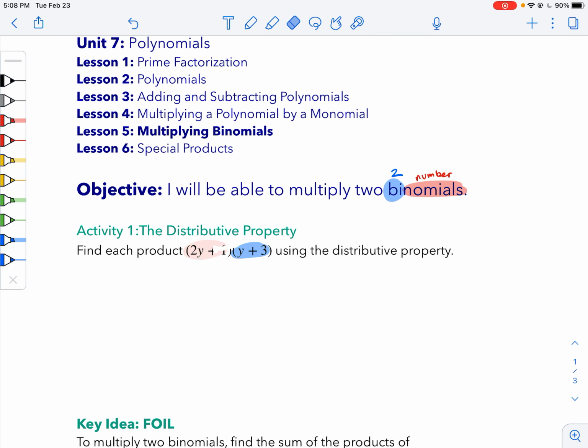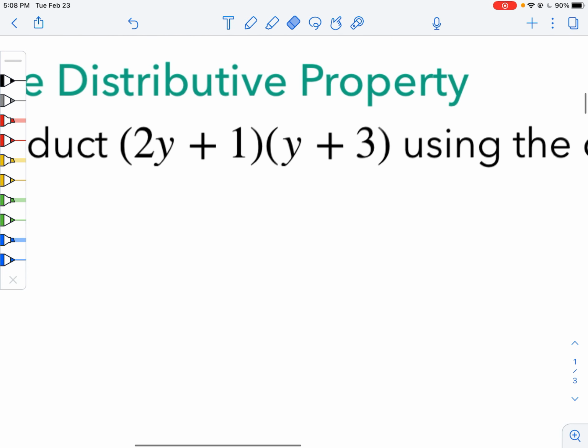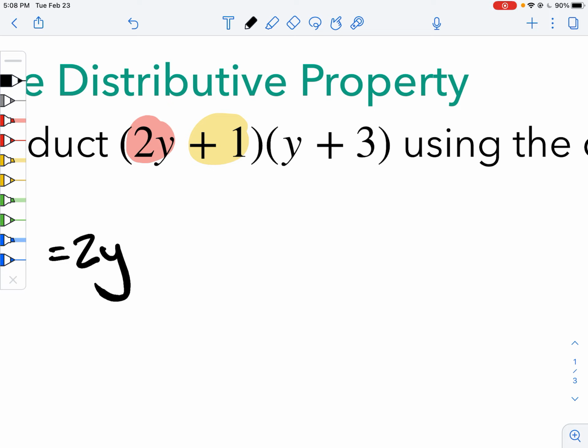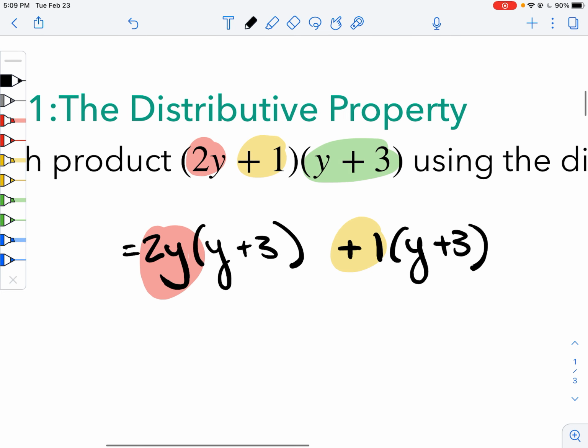Now how we can multiply this using the distributive property is by distributing the terms to each other. First we're going to take our first binomial and we're going to split it up into 2y plus 1. So we've got our 2y, we've got our plus 1, and now we're going to multiply them by y plus 3. So 2y plus 1 times y plus 3 is the same thing as 2y times y plus 3 plus 1 times y plus 3. So we took this 2y plus 1 and we're distributing it into y plus 3.